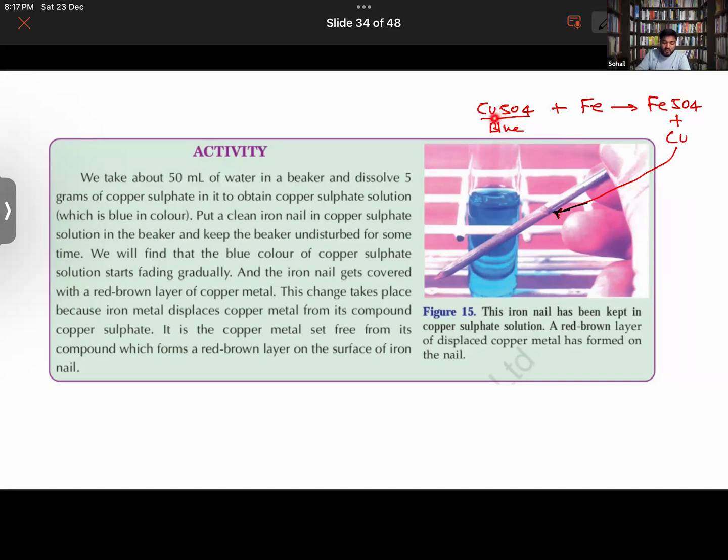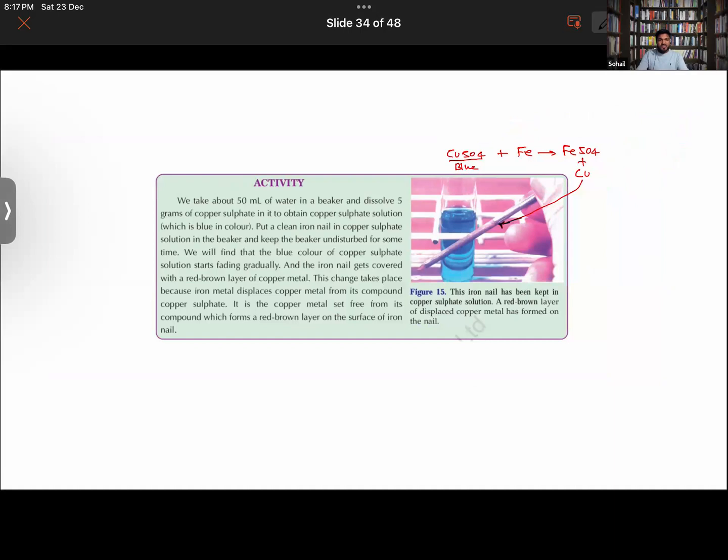Because copper is separating from the sulfate. Yes, sir. Getting it, and it is depositing over the iron nail. So this activity basically shows you that a more reactive metal is displacing a lesser reactive metal. Getting this thing or not? Yes, sir. So this thing is basically called a displacement reaction.